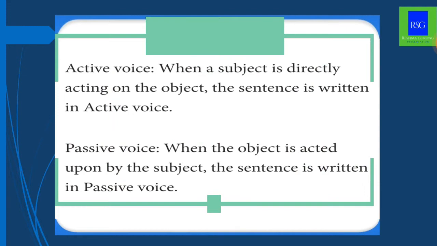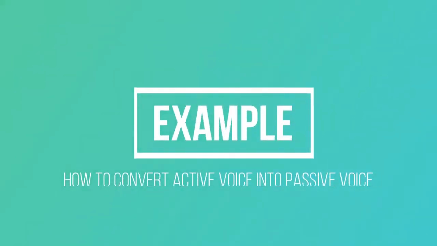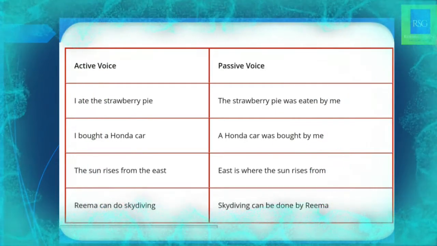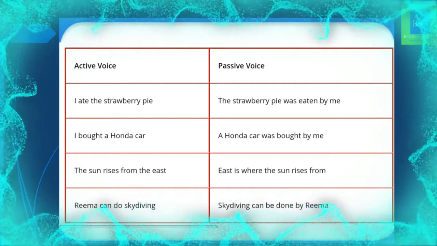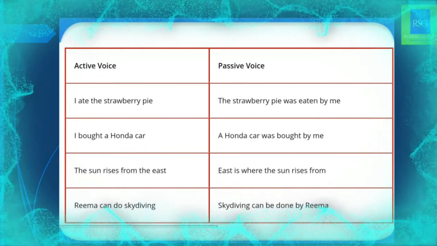Now first of all, before we go on to do the exercise, I will just show some examples of how to convert active into passive. On your screen you can see there are 4 examples. There's a box there with 2 columns. On the left hand side you see active voice, and on the right hand side you see passive voice.